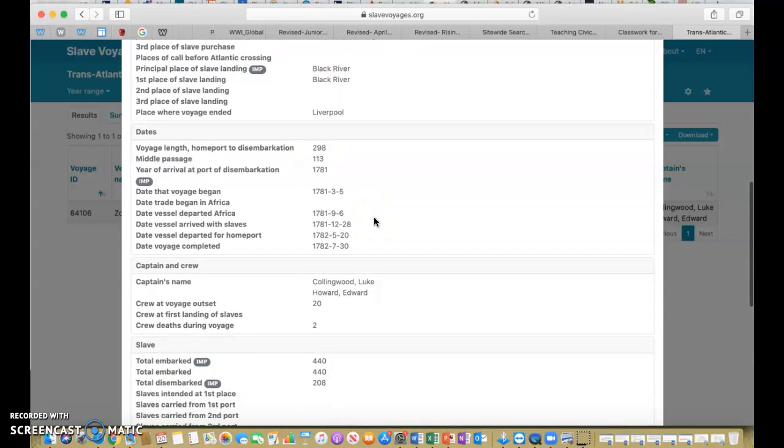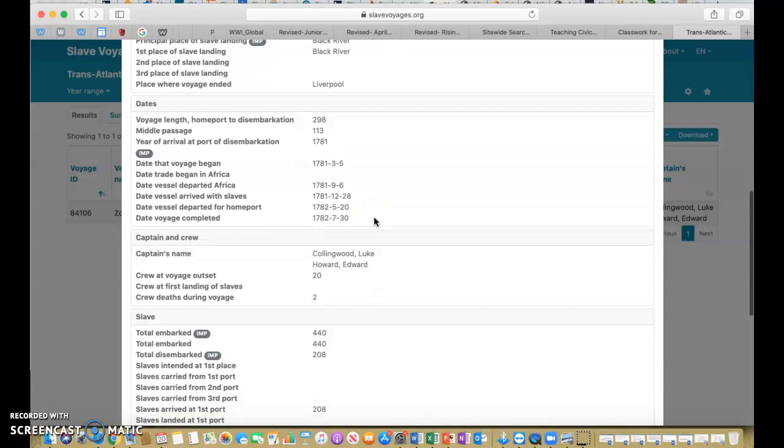And let's just go and review a couple of things. Notice the length, 298 days, from the time that the ship started in England and made its way to Africa and then made its way to the New World. Now, the time that the slaves were on board, that middle passage, that's 113 days. They arrive in the Black River in 1781.